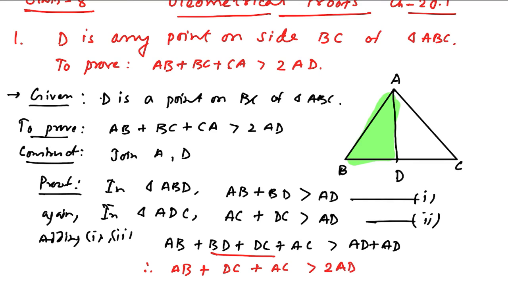This completes our proof. Look at this, AB plus BC plus CA, CA means AC. You can also write this as CA, greater than 2 AD. Proved. This completes this proof.